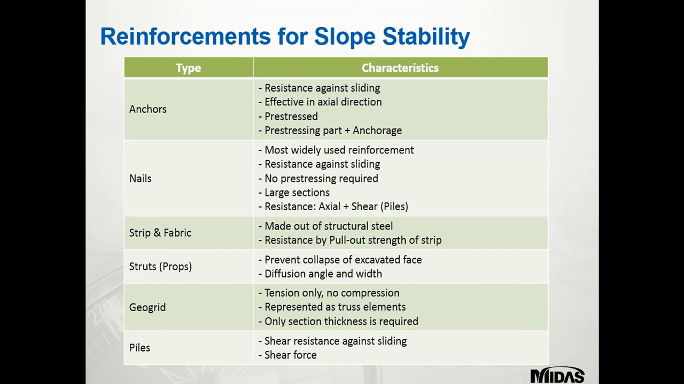So now just briefly talk about the strip and fabric, which is made out of a steel structural material and is resistant from pull-out stresses. It has a pull-out strength. Geogrids. Geogrids are reinforcements that resist loads in the axial direction only. Only tension is resisted and no compression is supported. Hence they can be represented as truss elements in finite element analysis. And finally, piles. Piles can be used as reinforcements for slope stability. The main resistance against sliding comes from the shear friction along the pile shaft.